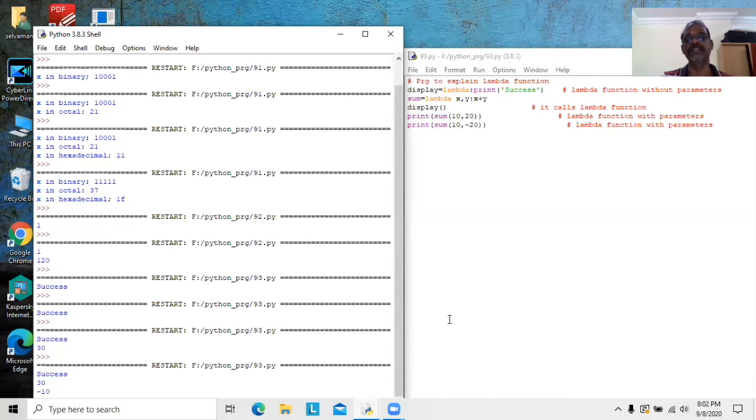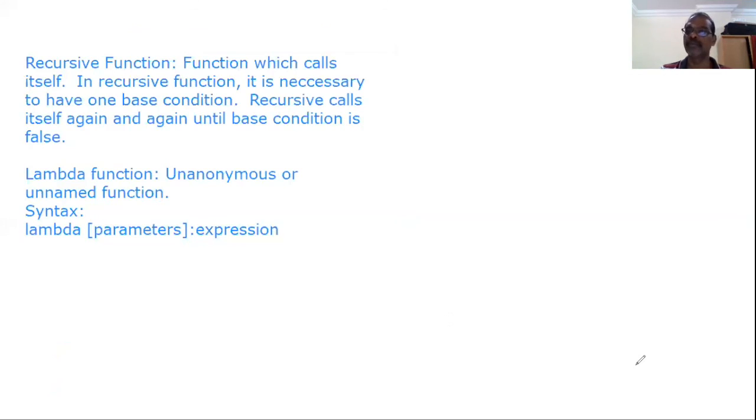Today I stopped here itself. Today we learned how to convert one decimal number into binary, then decimal to octal, decimal to hexadecimal. Then we studied recursive function and then lambda function. Recursive function means a function which calls itself. Lambda function means an anonymous or unnamed function. For the syntax of a lambda function, there is no need to put the def keyword. Instead of def, we have to give lambda. Parameter is optional, then colon and expression. That's all.